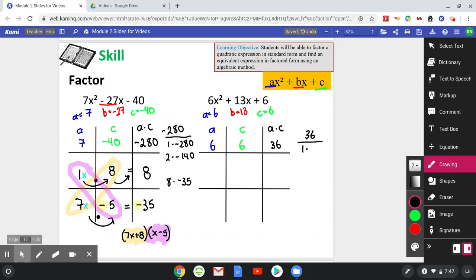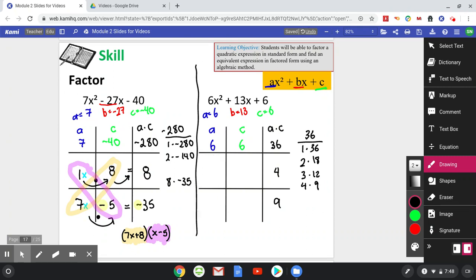36. 1 times 36 gives you 36. That does not add up to 13. You also have a multiple of 2, a multiple of 3, and the one that works would be 4 times 9. 36. 9 plus 4 is 13. 4 and 9. Now I will be focusing on the left.